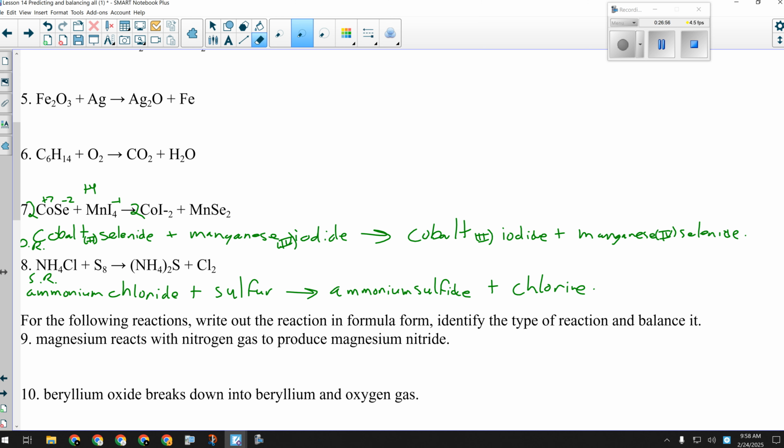And balanced, we need an 8 there to balance the sulfurs, a 16 here to balance the ammoniums, and an 8 here to balance the chlorines, and then we should be good. Big numbers on that. All right, guys, that's good for today.